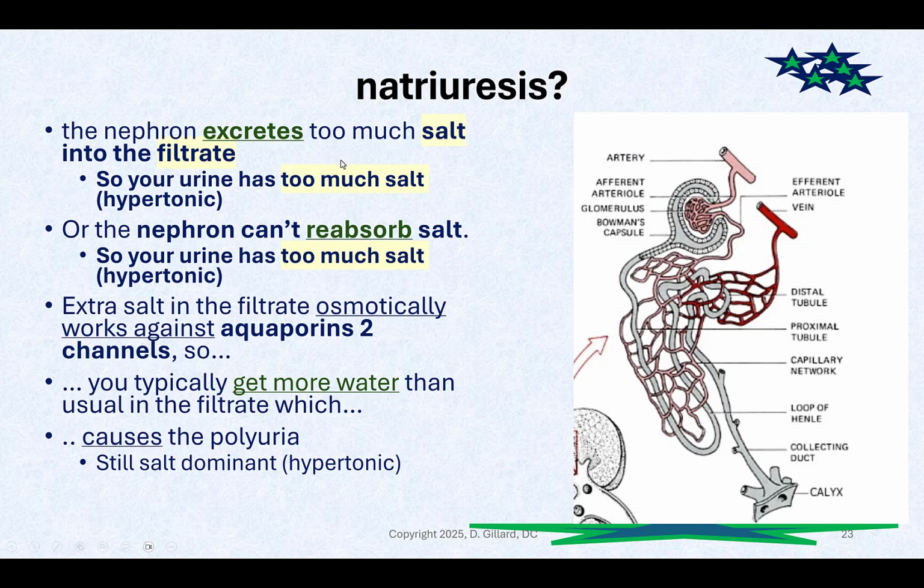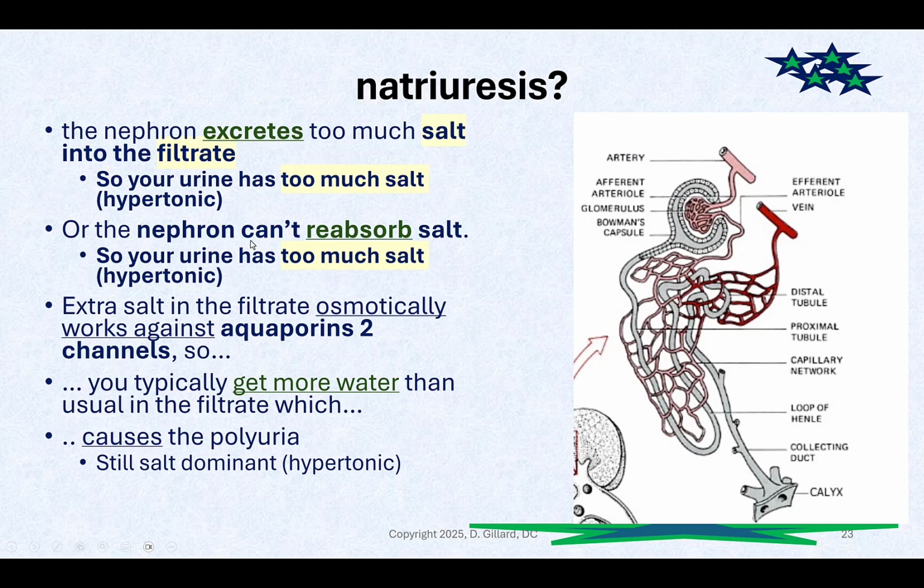What about natriuresis? We kind of talked about that already. If the nephron excretes too much salt into the filtrate, then your urine will have too much salt in it as well. If you have too much salt in the urine, you have a hypertonic urine. I think we know that already. So that's one way to get a natriuresis: the nephron is over-releasing salt, or not reabsorbing enough sodium chloride out of the proximal convoluted tubules. Letting too much salt out, it shouldn't do that. It should let some stay around.